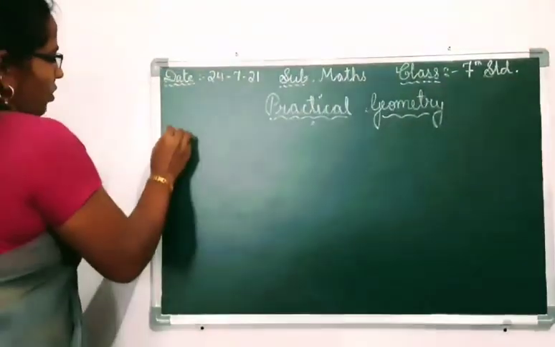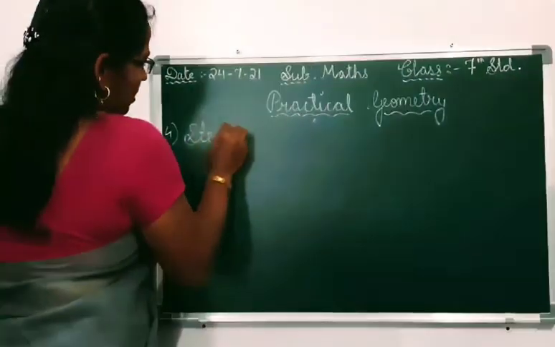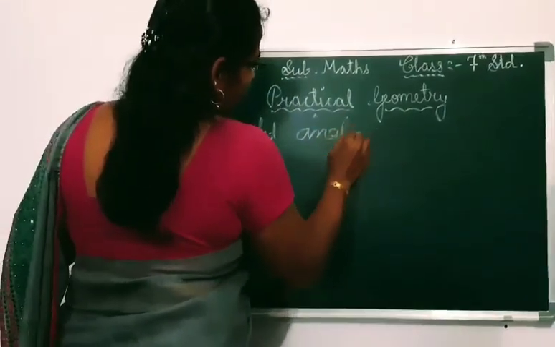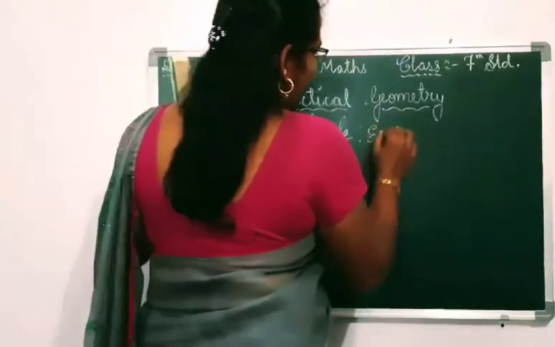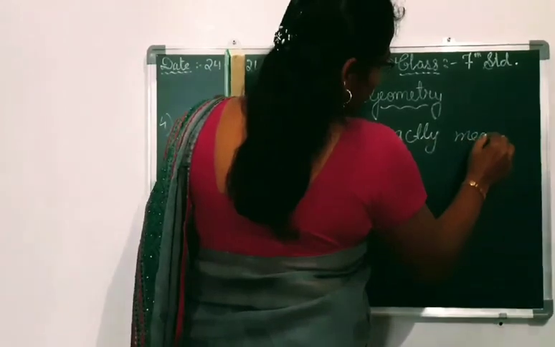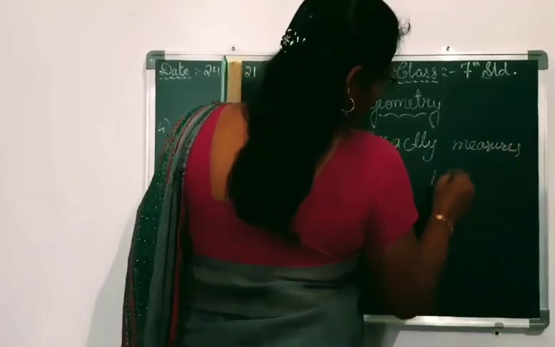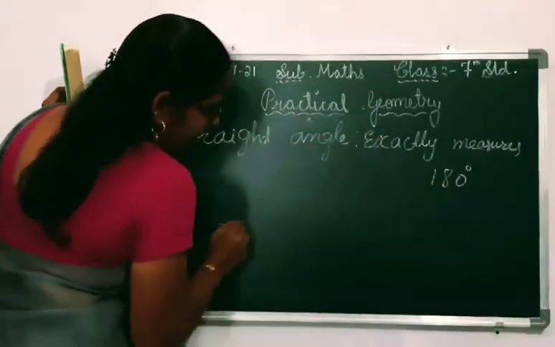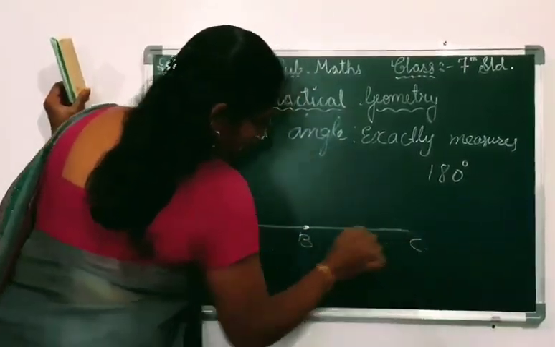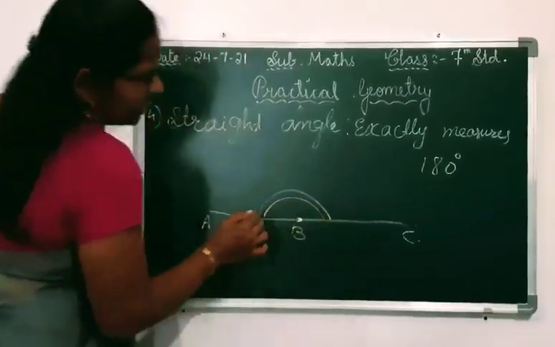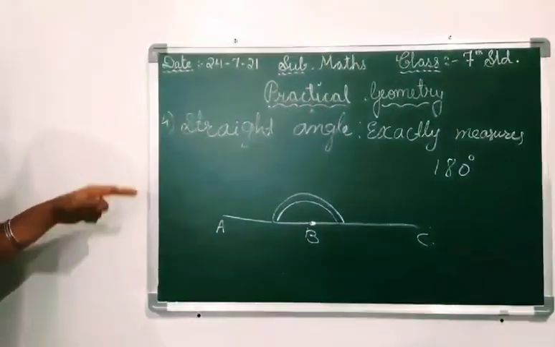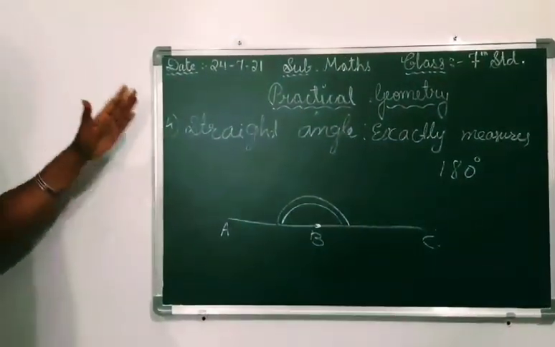straight angle. Fourth one is straight angle. Okay, it also measures exactly 180 degree. Okay, straight line. If a straight line is there, it has 3 vertices, then it is known as a straight angle because it measures exactly 180 degree. Then see children, right angle 90 degree.